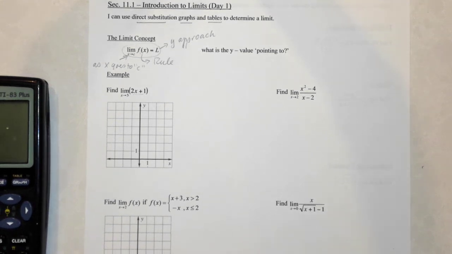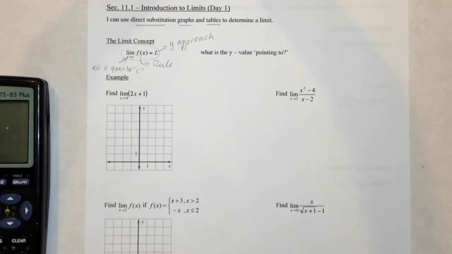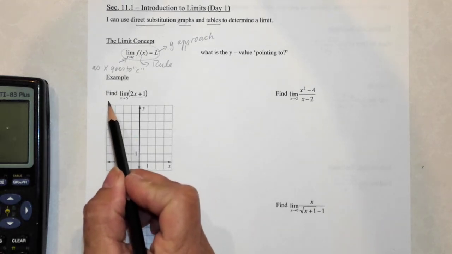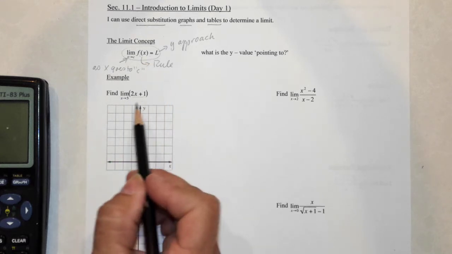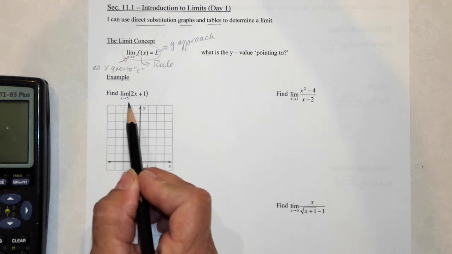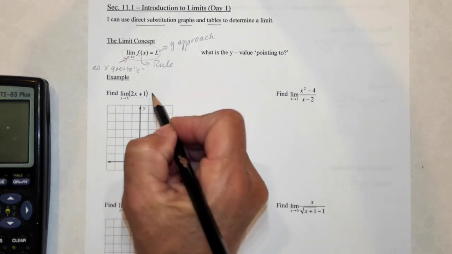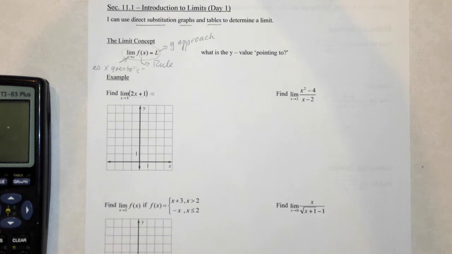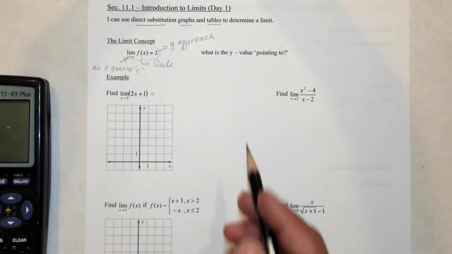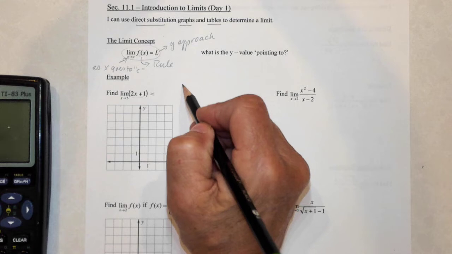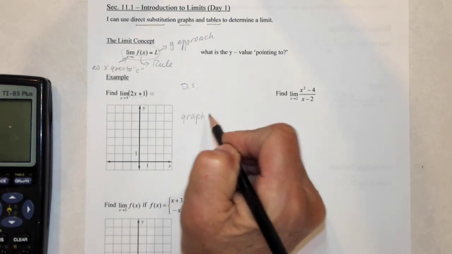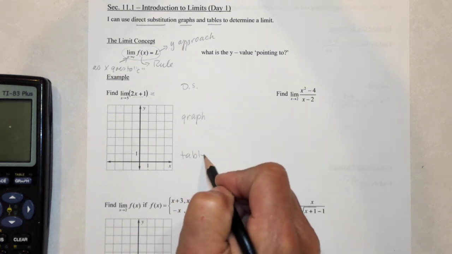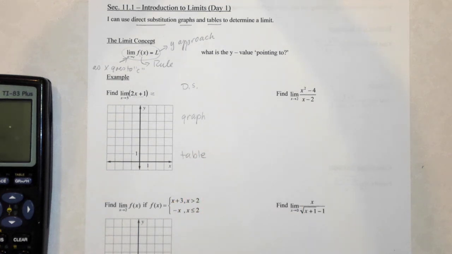So we're going to look at three possible options. One is direct substitution, which is exactly what it says. So for this function, if it's asking me to find the limit of 2x plus 1, that's my f of x, as x goes to 5, it's asking me what y value is it going towards. So we're looking at direct substitution, we're looking at graphing, and we're looking at how do I use the table on my calculator. So this one's pretty easy, so we're going to start with that.